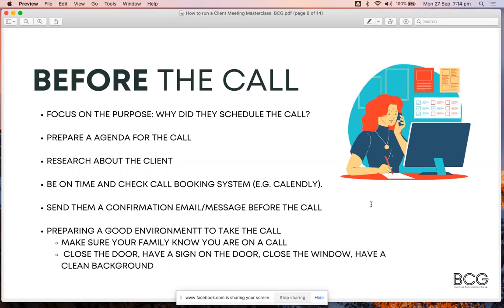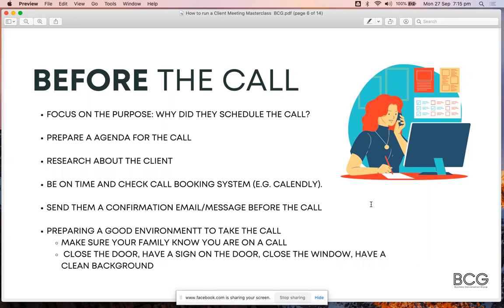So, for example, if they want to inquire about your website design services, make sure the call is structured based on that. Like, for example, you have an icebreaker, then you go straight into the inquiry, like ask them what kind of website they're looking for, etc. Yeah, so make it more tailored to what the client wants. So make sure you figure out the purpose before the call.